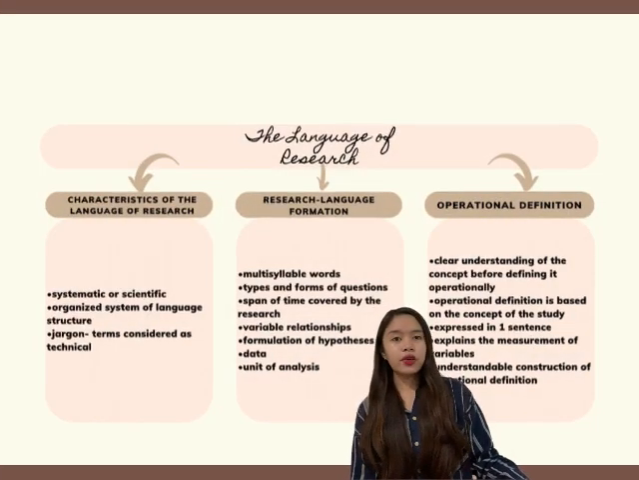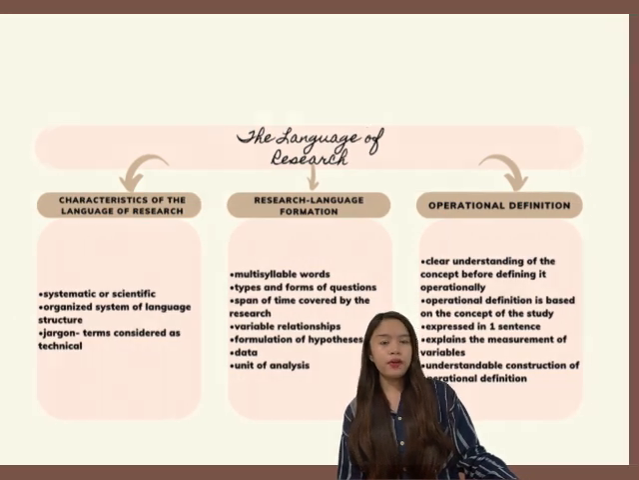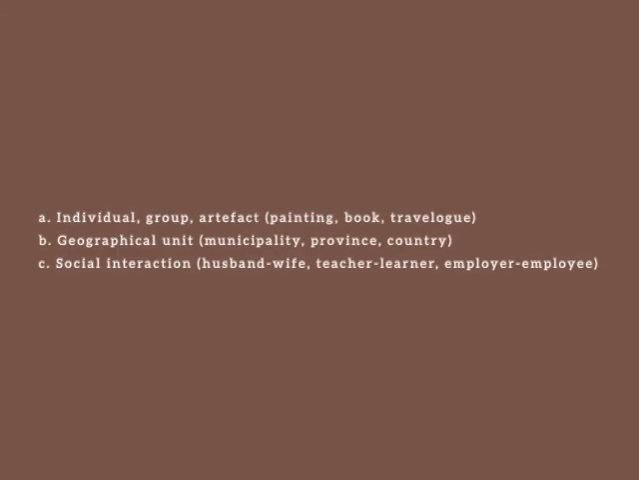The subject or object of your research study makes up one major entity, and this may be either one of the following: Individual, group, artifact. This may be paintings, books, or travelogue. Geographical unit. This refers to municipalities, provinces, and countries. Social interaction. This may be interactions between the husband and wife, teacher and learner, and employer to employee. So those elements are what form the language of research.